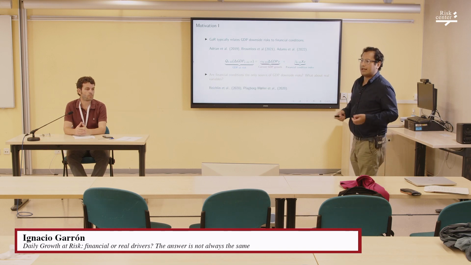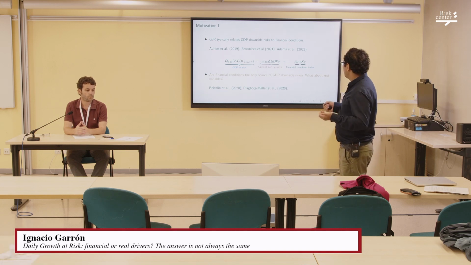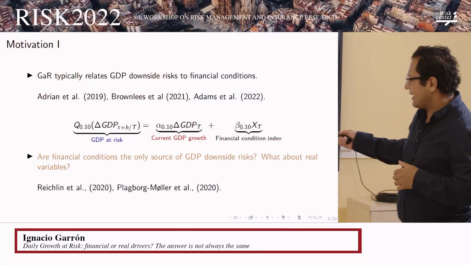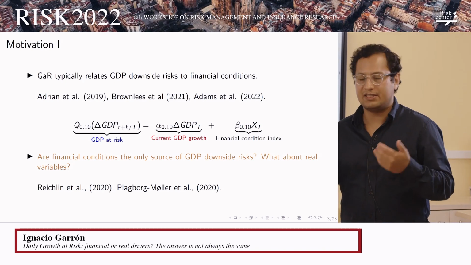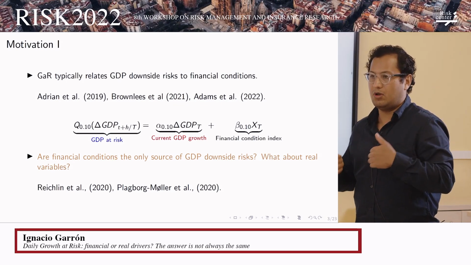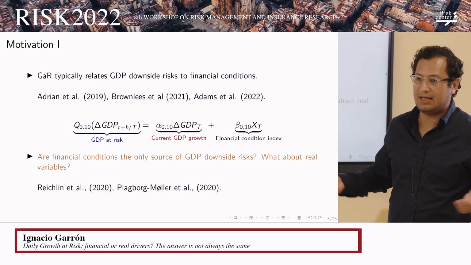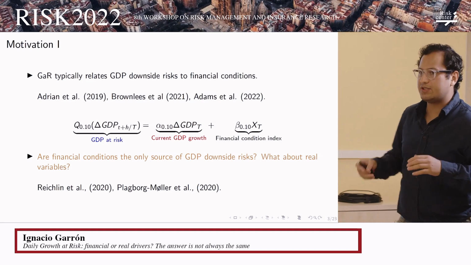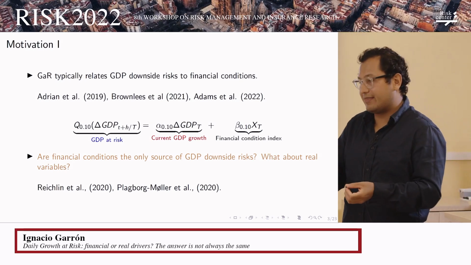One question that arises from this traditional framework is: are financial conditions the only source of GDP downside risk? What about real variables? There are a couple of papers that argue that during the global financial crisis, while GDP growth declined, many other real variables also worsened, not only financial variables. So there is more or less a contemporaneous relationship, okay? So for them, it's not clear that only financial variables are the ones that explain a downside risk in GDP growth, okay?